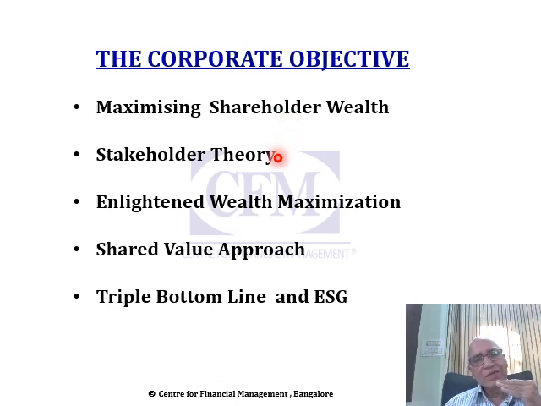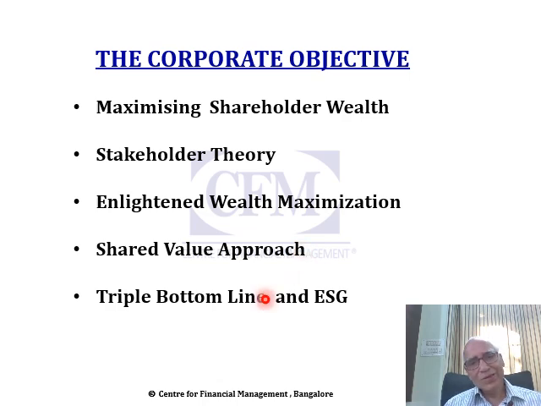Stakeholder theory argues that a company has multiple stakeholders and the objective of the corporation is to promote the diverse interest of various stakeholders in a just and fair manner. Enlightened wealth maximization, suggested by Michael Jensen, is a way of reconciling shareholder wealth principle and stakeholder theory. Shared value approach, proposed by Michael Porter and Kramer, argues that a company can contribute to societal problems as long as it derives economic benefit from solving those problems.